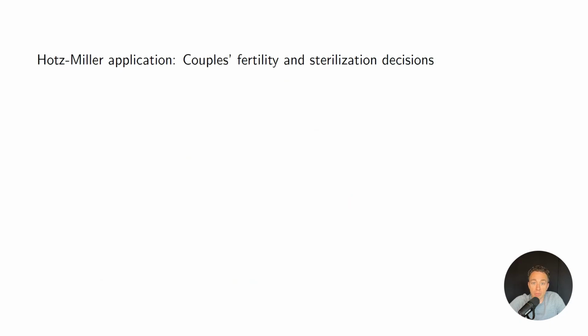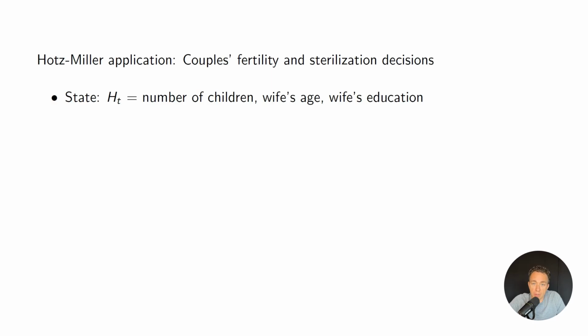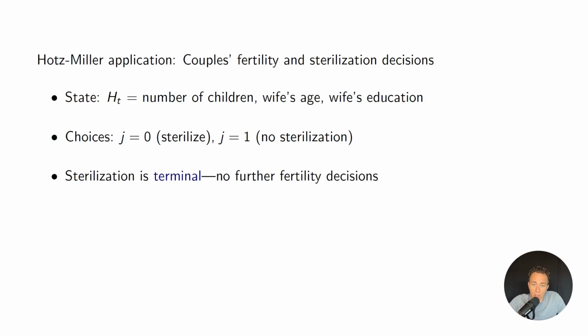So what do Hotz-Miller do in their paper? Well, they're looking at couples' fertility and sterilization decisions. In this model, the terminal option is to become infertile through sterilization. In their paper, the state variables are the number of children in the family, how old the wife is, and how educated the wife is. And the choices are sterilization or not. So this terminal option, this option 0 that we've been talking about, is the sterilization option. And it's terminal, so there are no more fertility decisions after that option has been selected.